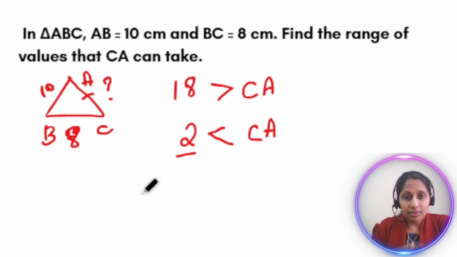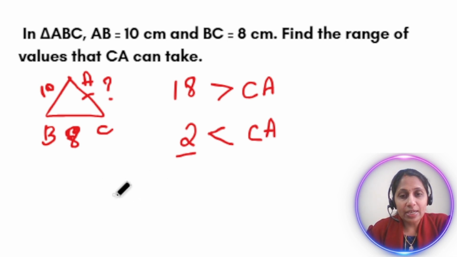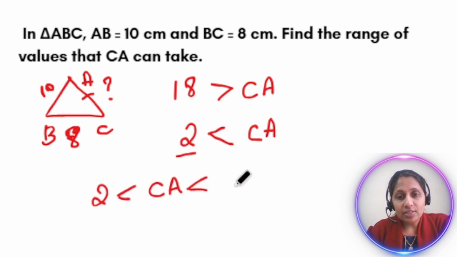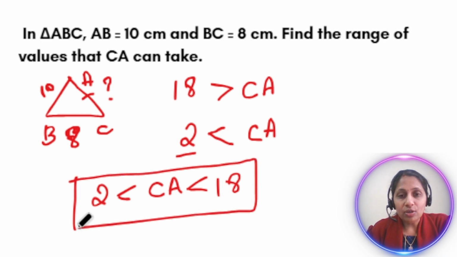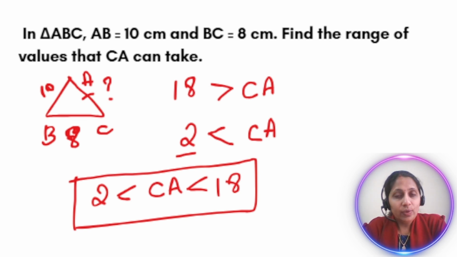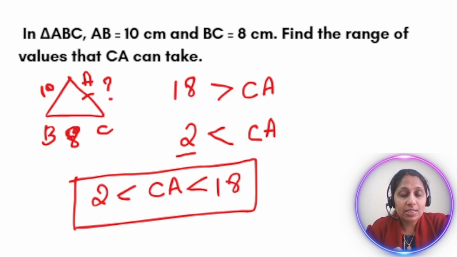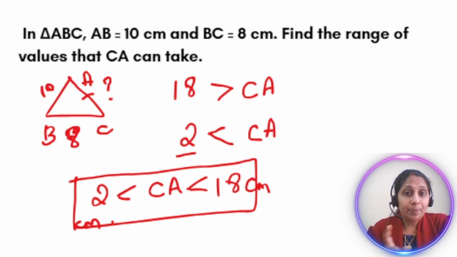So now writing it as a single continued inequality, we get 2 less than CA, which is less than 18. So literally your third side CA can take the values between 2 and 18. It should not be 2 and it should not be 18. Between 2 and 18, CA can take any value. So the range of values that CA can take is more than 2 and less than 18 centimeters. You can specify the unit also. Clear? This is a question based on the properties.